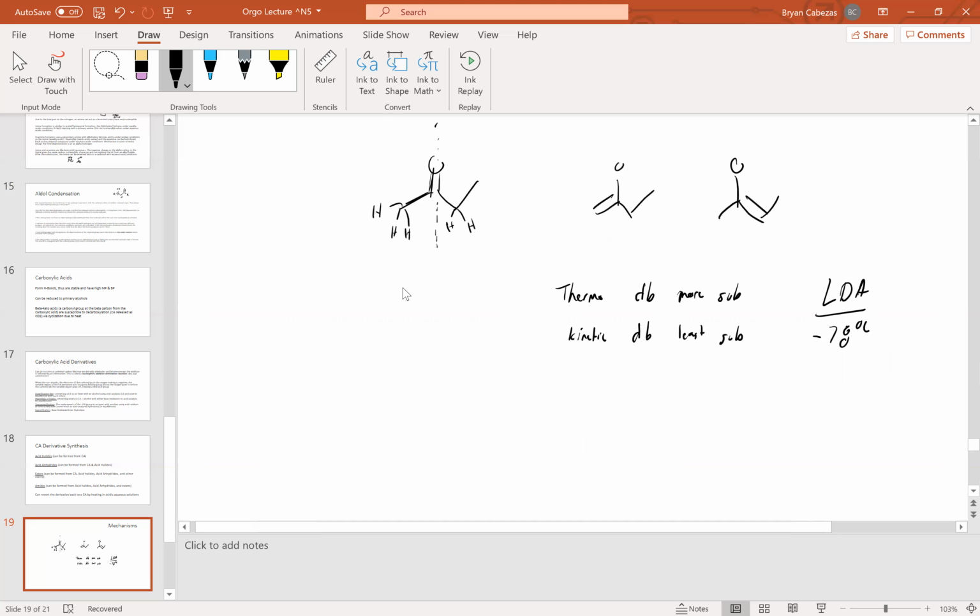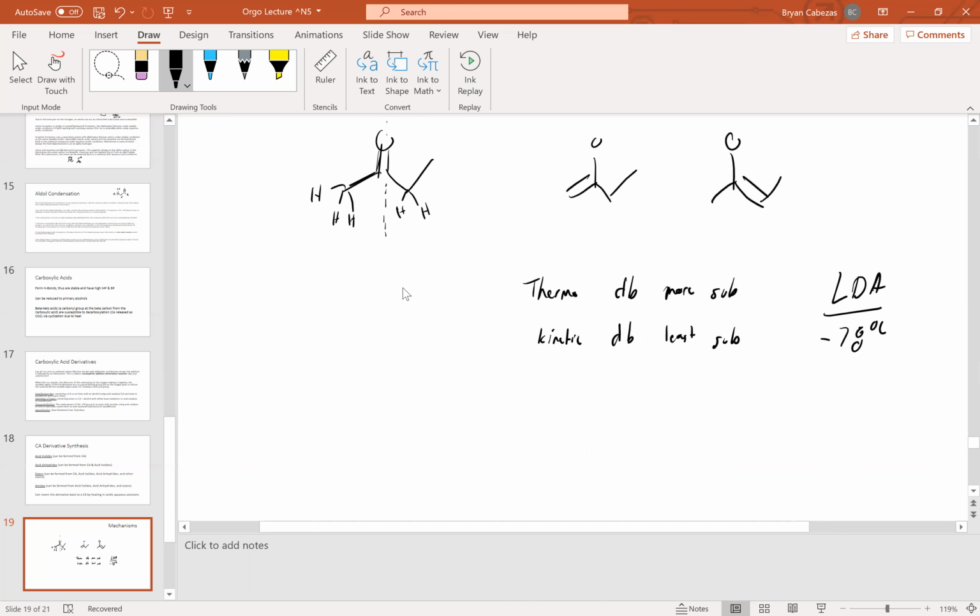And then the condition for the thermodynamic product, we're going to have it with some heat, right? So that's the sign for heat. That's the triangle, or my attempt at a triangle, or you can have like 25 degrees Celsius, or you can just have this triangle, right? That signifies heat.